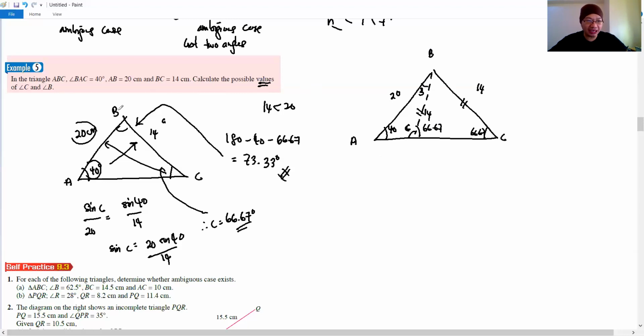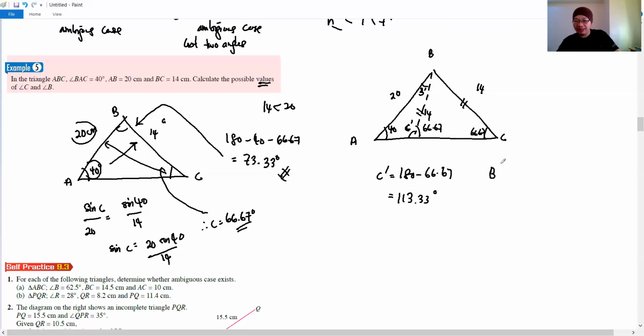So your value of B initially is how much? 73.33. Your initial C, 66.67. Now your new C prime, how much? Your new angle of C prime. Okay, so C prime will be 180 minus 66.67. So that's how you find the C prime here. This is your B prime. So what is the answer? So 180 minus 66.67. Then you are supposed to get 113 point something, 33. Okay, 113.33 degrees. That's your C prime.